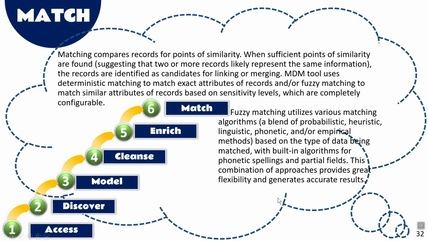The sixth step in our list is the matching. Once the data is clean and enriched, it is ready to be matched. Matching compares records for points of similarity. When sufficient points of similarity are found, the records are identified as candidates for linking and merging. The MDM tool uses deterministic matching. If you saw my earlier video, I talked about exact matching of attributes, and/or fuzzy matching to match similar attributes of records based on sensitivity level, which is completely configurable in any tool.